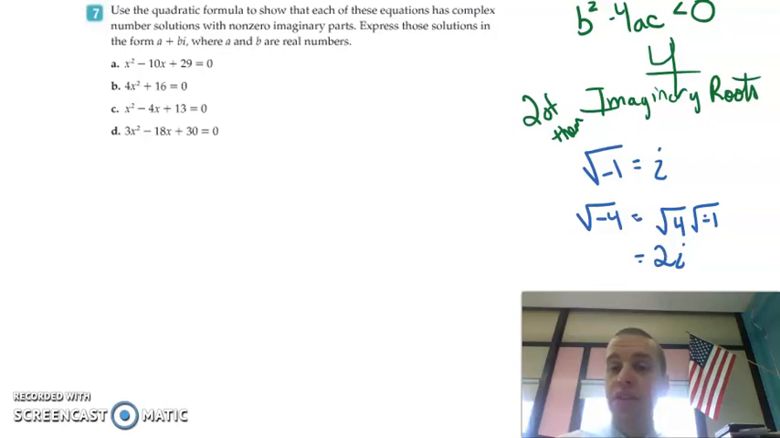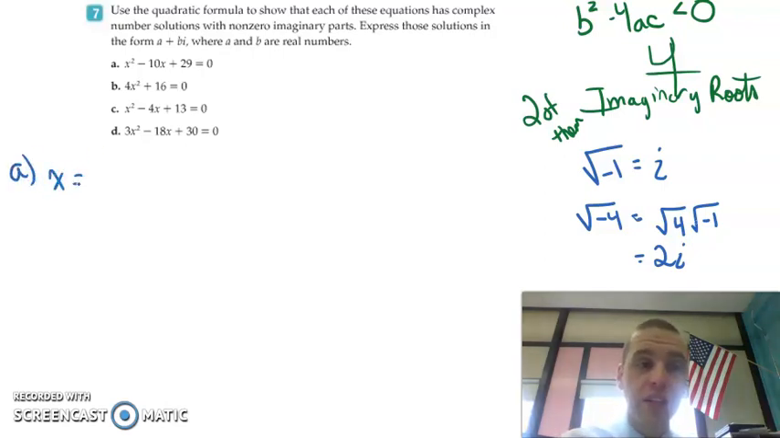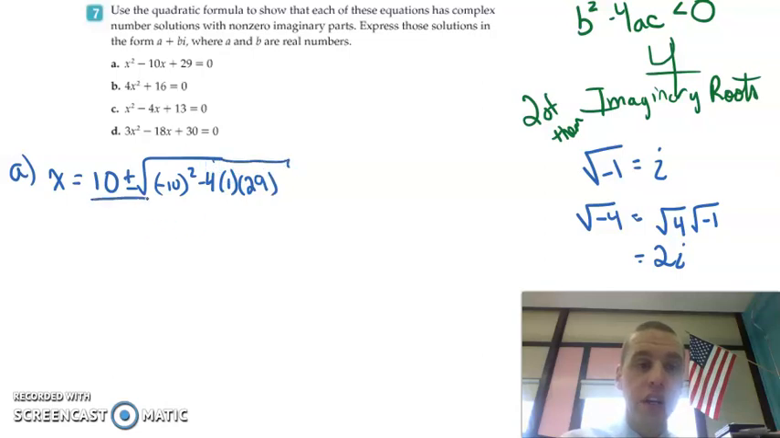That's the imaginary portion of it. The square root of -1 creates the imaginary portion of i. And this is going to help us solve the complex roots when we're given quadratic equations that create complex or imaginary roots. So, first one, nothing changes. Please know that. Nothing changes with how to solve these. For A, x equals -b, that's going to give us 10, plus or minus the square root of b squared, -10 squared, minus 4 times a, which is 1, times c, which is 29, all divided by 2a, which is 2 times 1. Nothing new here.